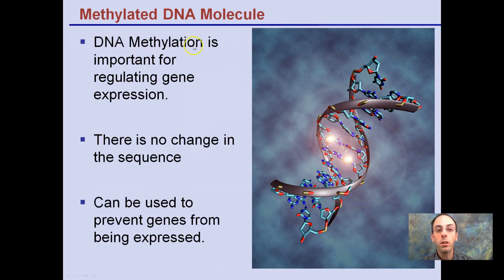DNA methylation is important for regulating gene expression. This is its main purpose here. There's no change in the sequence, which is an important aspect to keep in mind, that we're not changing the sequence, but we still have a way of regulating gene expression. It can be used to prevent genes from being expressed. We're looking at these methyl groups being attached here, indicated by these glowing areas on the DNA molecule.